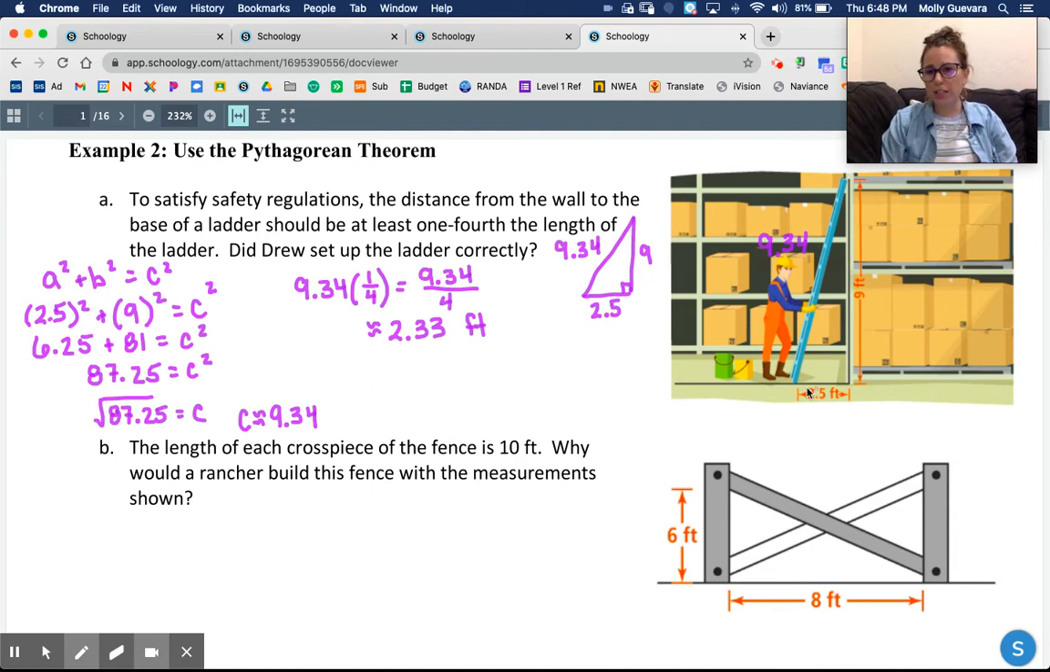The ladder's currently at 2.5 feet, so since 2.5 is greater than 2.33, right? The ladder is set up correctly. It's fine. 2.33 is the smallest it can be, but it's currently set at bigger than that. So we're good to go.